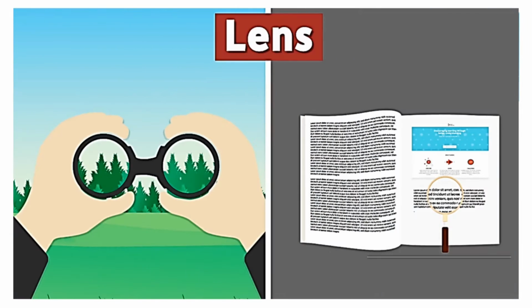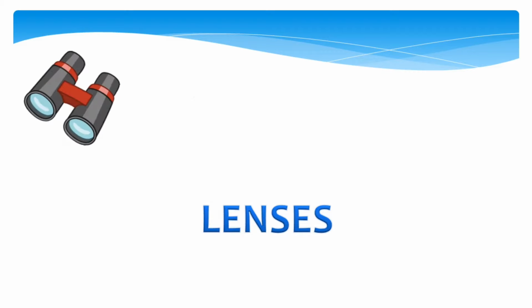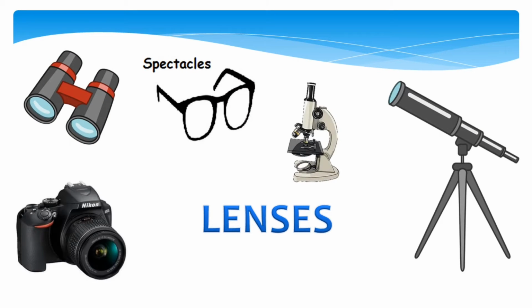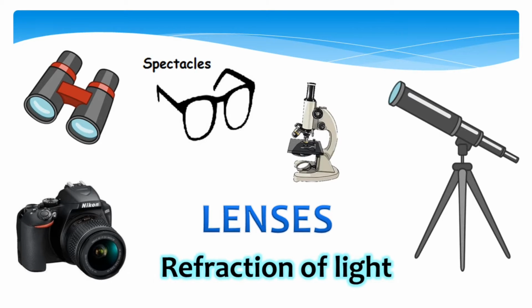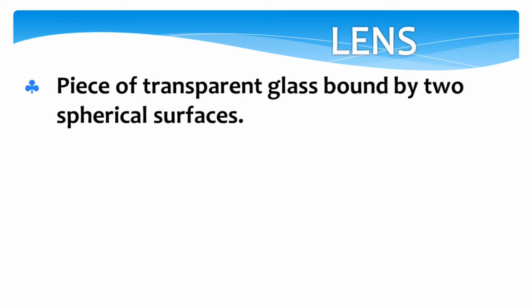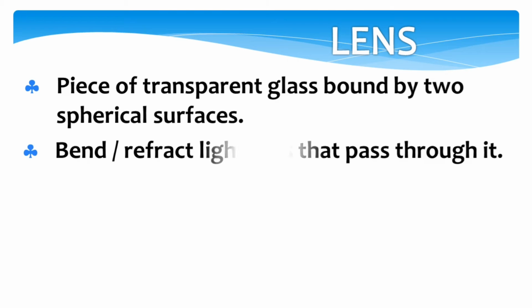To know the answer about all these questions, let's understand what a lens is. Some of the common objects that we use in our daily life like spectacles, microscope, cameras are actually working with the help of lenses. Just like mirrors work on reflection of light, lenses work through refraction of light. So, a lens is a piece of transparent glass bounded by two spherical surfaces. Light rays deviate or refract when they pass through a lens.